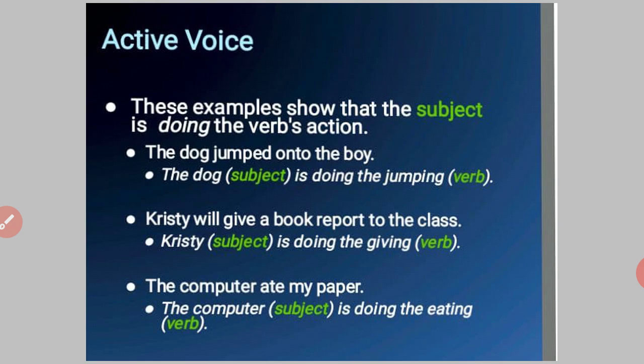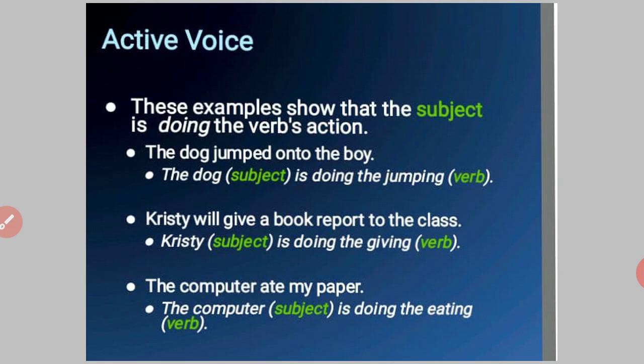Christy will give a book report to the class. So Christy is the name of a girl, or you can say boy also. She will give a report to the class. So Christy is a subject. And what is the verb here? Give. Give is the verb. So who is performing the verb of giving? Definitely Christy. So the subject Christy is performing the verb of giving. So the sentence is in active voice because the subject is active, doing an action, performing a verb.